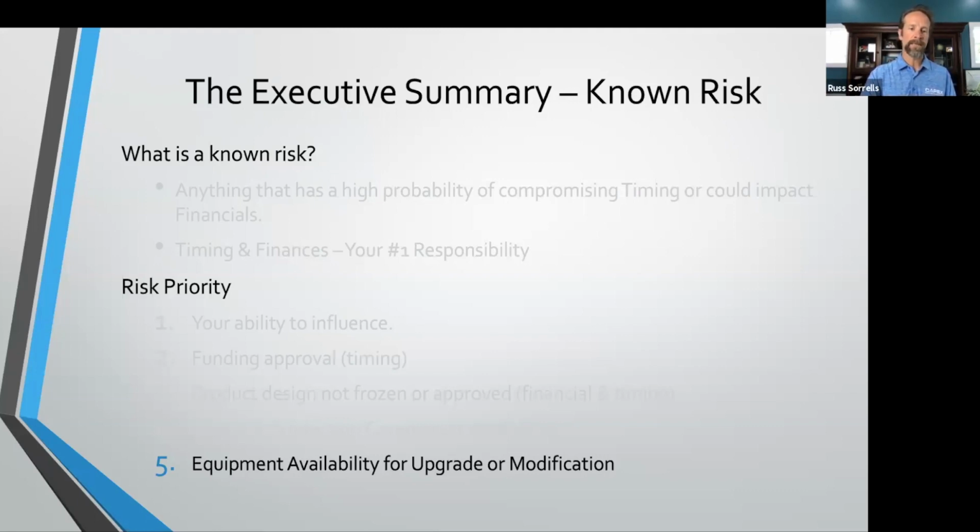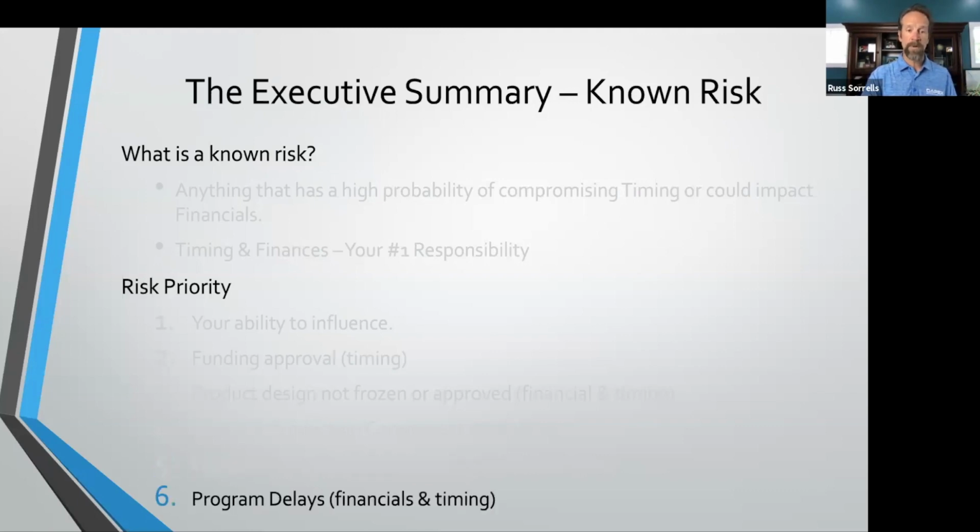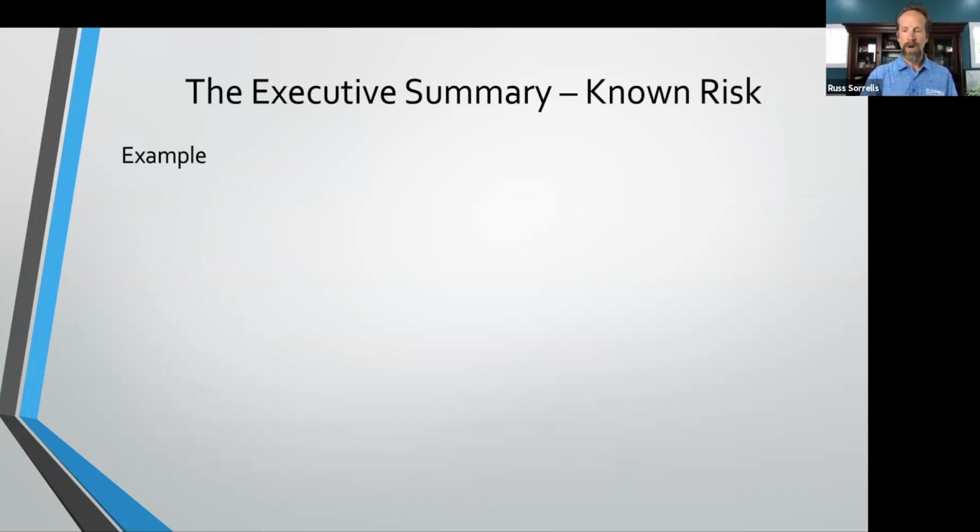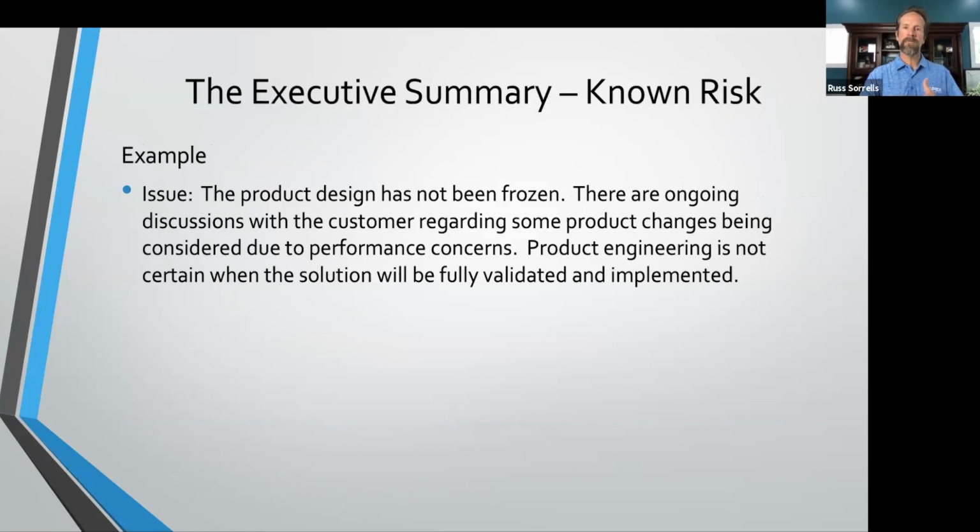So it's important that you're communicating. Again, these are all talking points and things that we've got to be having discussions on a regular basis and keep at the top of our list. And then program delays. So financials and timing as well. All right, moving on. So here's an example of how you might document a known risk.